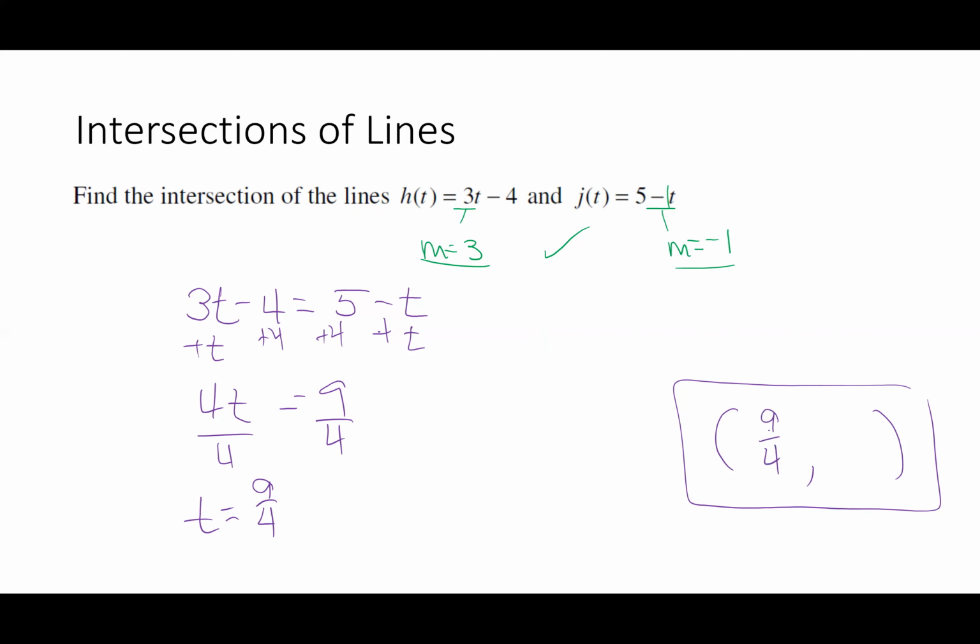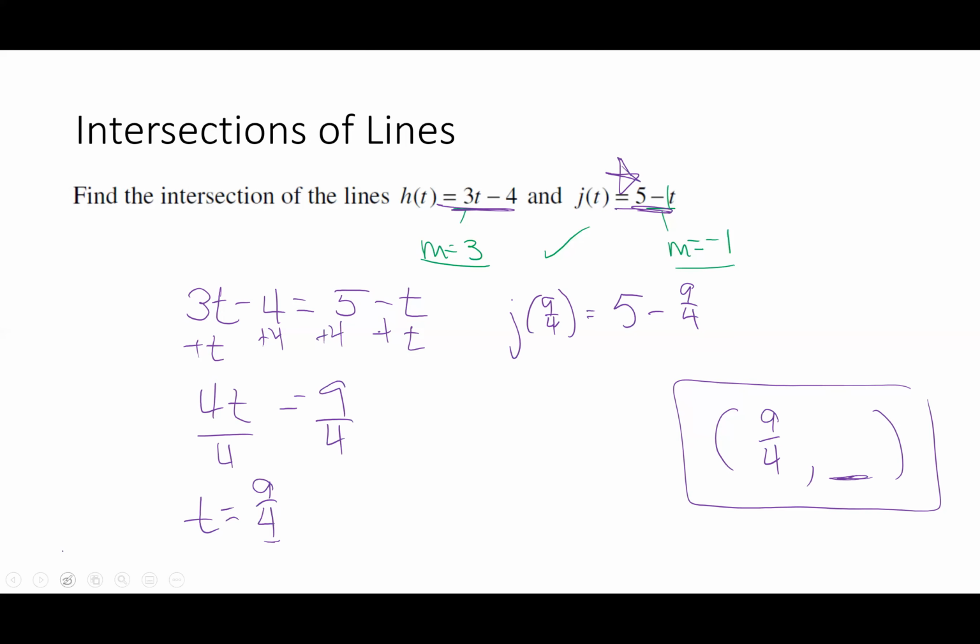That's great. And now here's what's really neat. Whatever this y value is, both equations are going to have that y value represented, and that y value is going to be the same. So I can plug this 9/4 into either equation. Personally, I'm going to go ahead and plug it into j of t. That looks a lot simpler to me. So what I'm going to really do here is find what j of 9/4 is. Everywhere I see a t, I'm going to put 9/4 in its place.